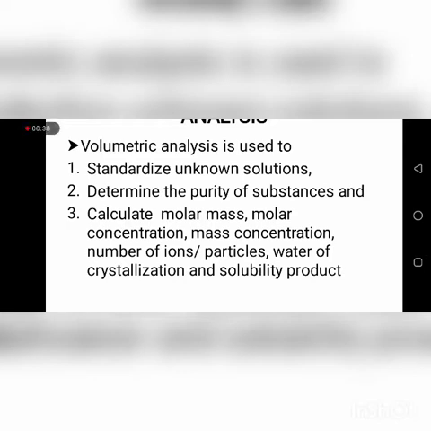Two, you use volumetric analysis to determine the purity of substances. Whether a substance is pure or not, you will have to calculate percentage purity and percentage impurity. Third, you use volumetric analysis to calculate molar mass, molar concentration, mass concentration, number of ions, particles, water of crystallization, and solubility products. These are what we can use volumetric analysis to determine or calculate in a given reaction.